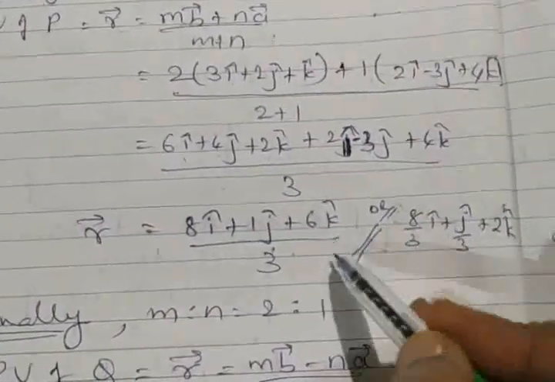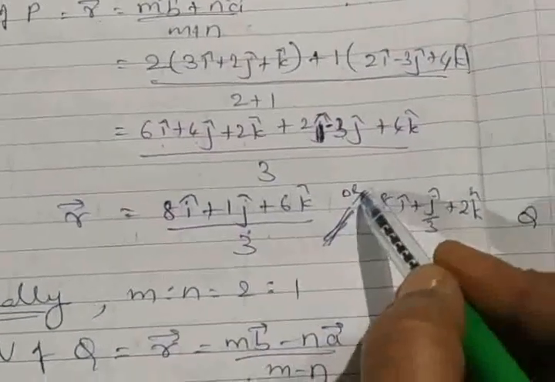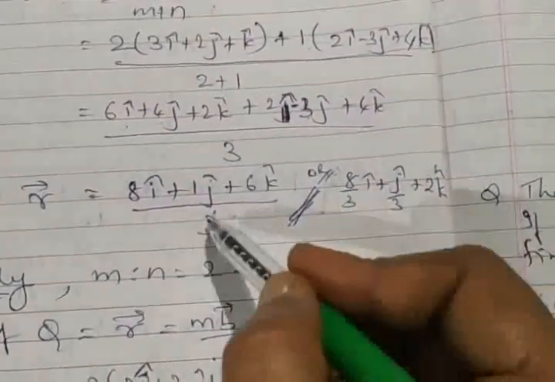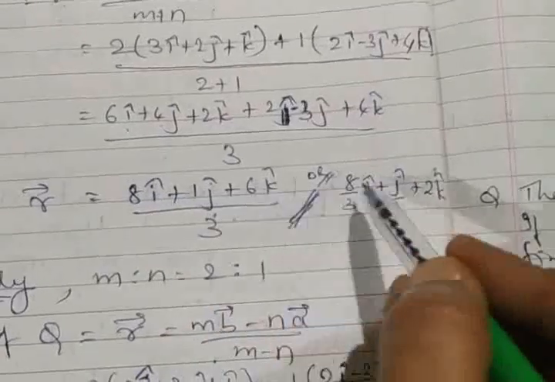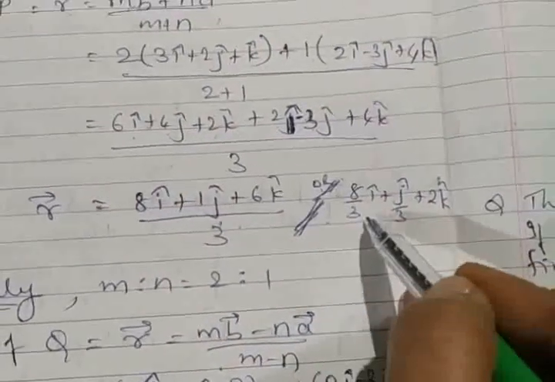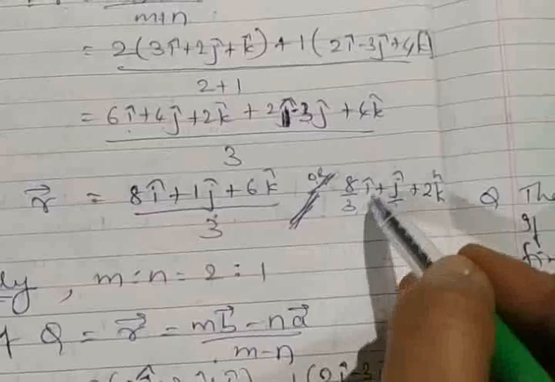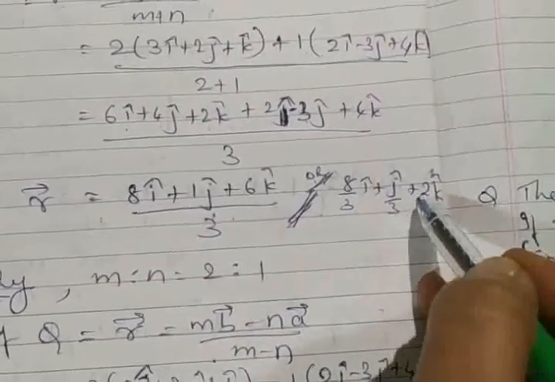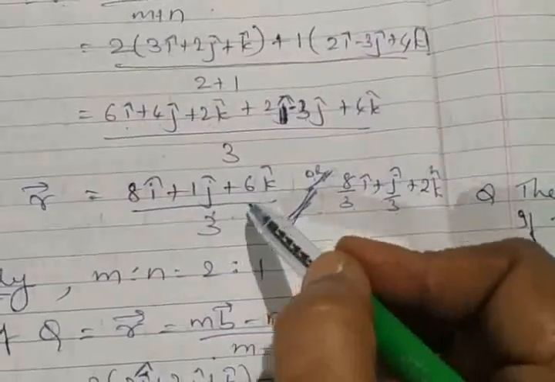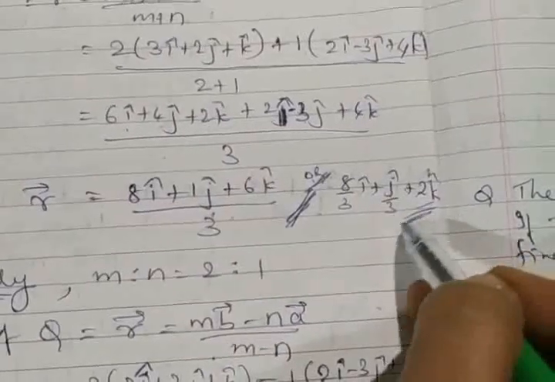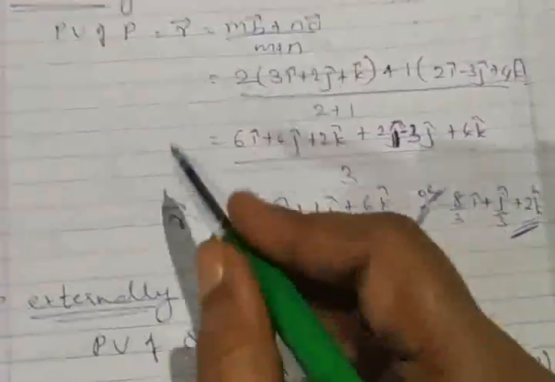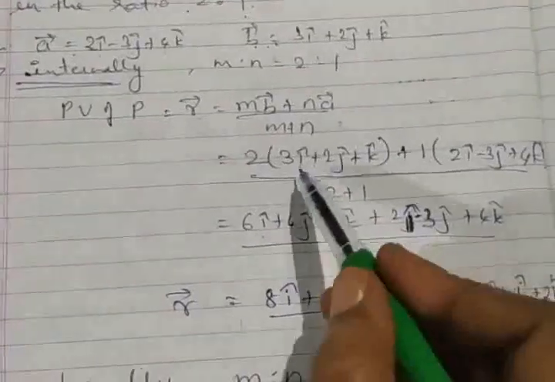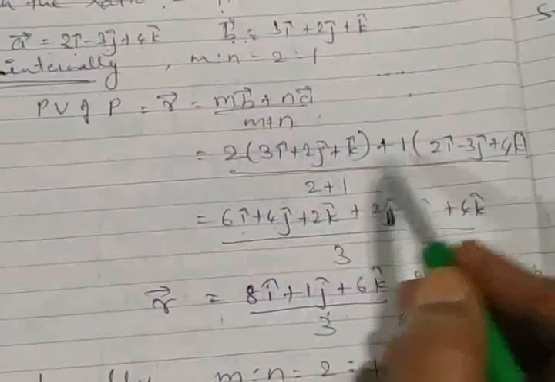This is the final conclusion we expect from you. If you still want to simplify, the denominator can be taken for each numerator term, an option I am giving you. You can conclude the answer as 8 by 3 i plus j by 3 plus 2k. Simplification has been done here, and this is one more way to represent the answer. So for internal division, the ijk vector method is one approach.